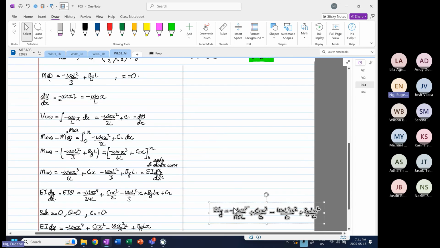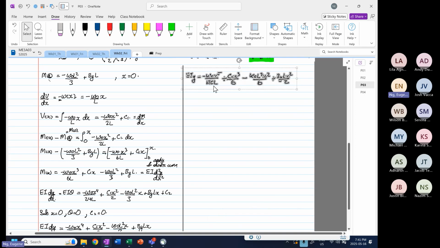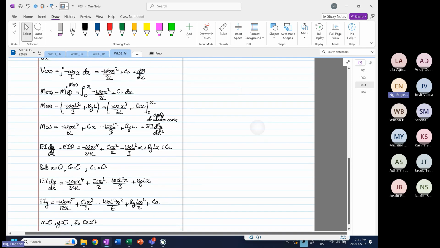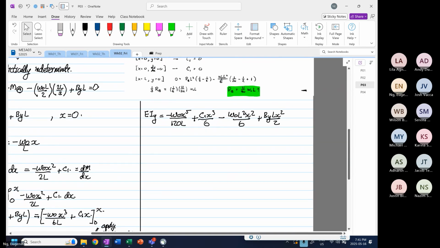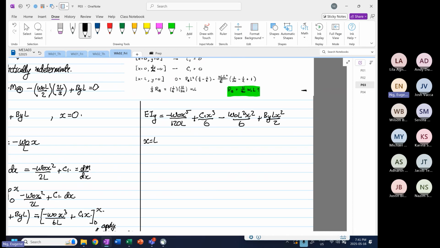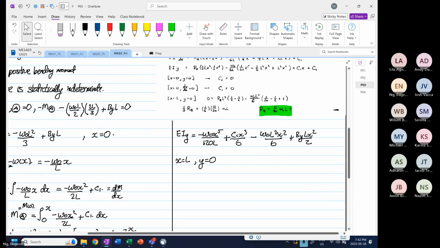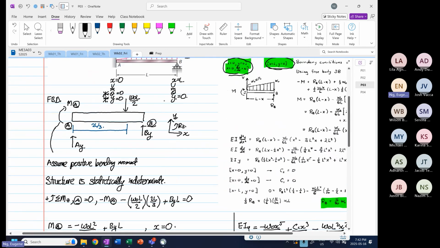And then I'm going to paste over here. We know that C3 is equal to 0. That's why I did not include C3. We have another boundary condition where x is equal to L, y is equal to what? 0. Right? So it's this boundary condition that we're going to use now.